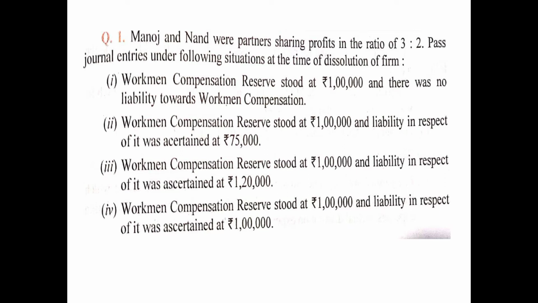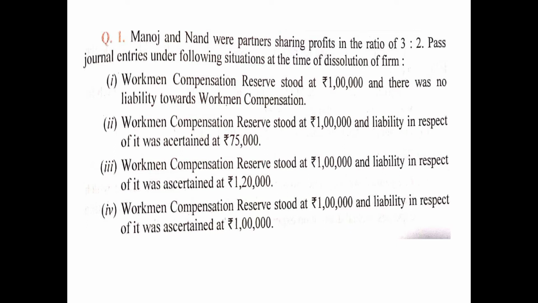And case number 4, workmen compensation reserve stood at rupees 1 lakh and liability in respect of it was ascertained at rupees 1 lakh. That means the liability was equal to the reserve. So hence there is no surplus in the reserve left, and therefore in this case also the entire amount of reserve will be transferred to realization account and nothing will be distributed among the partners.